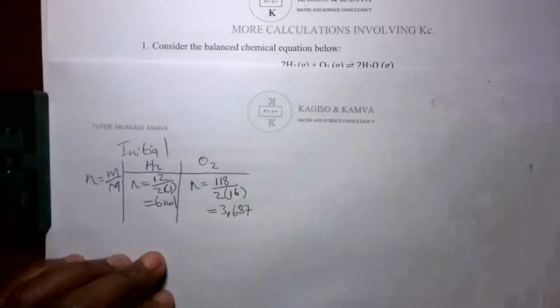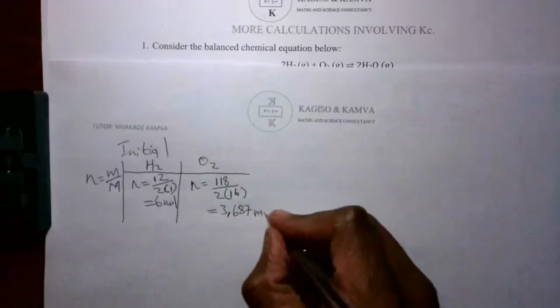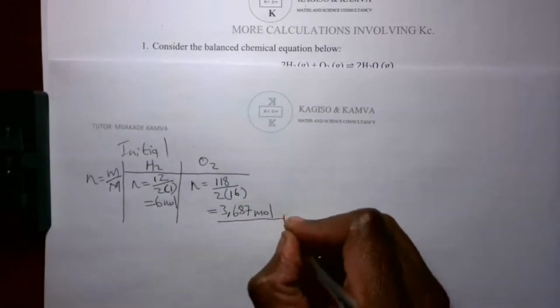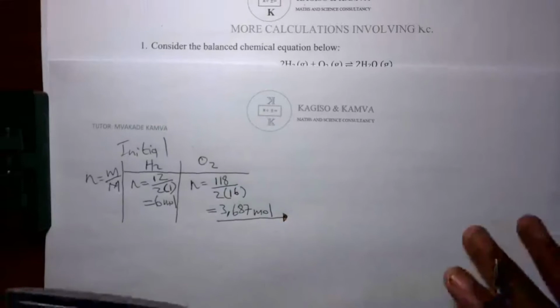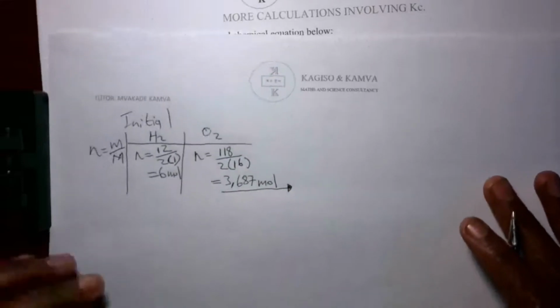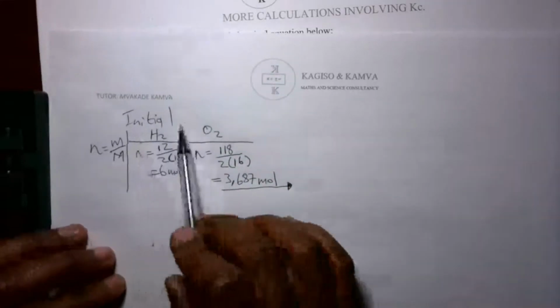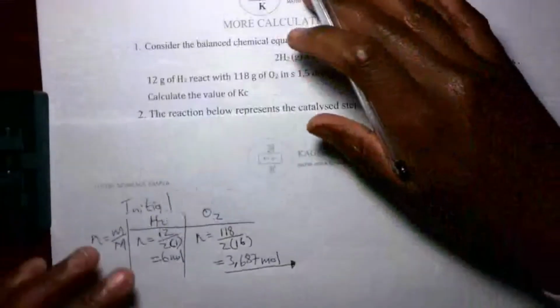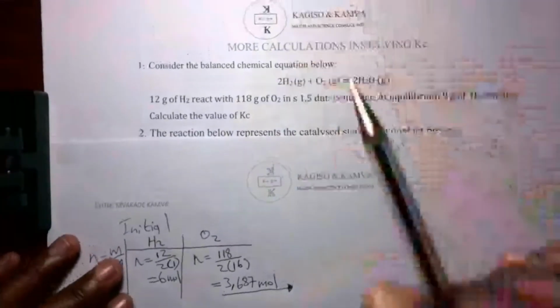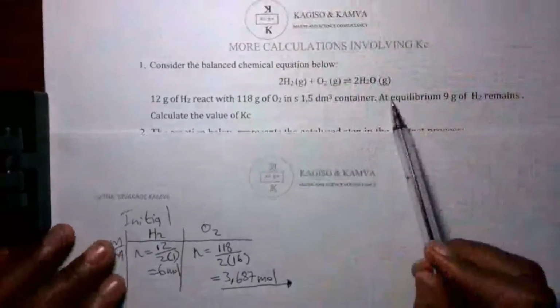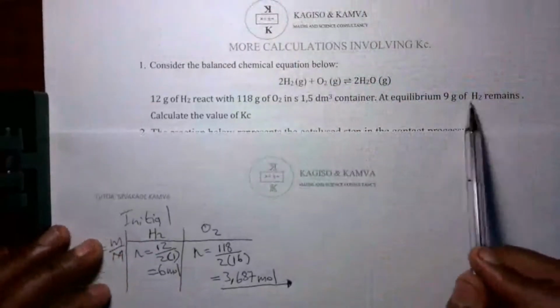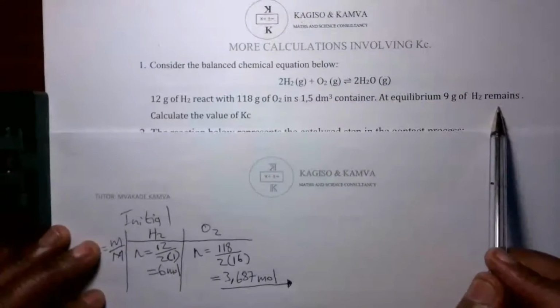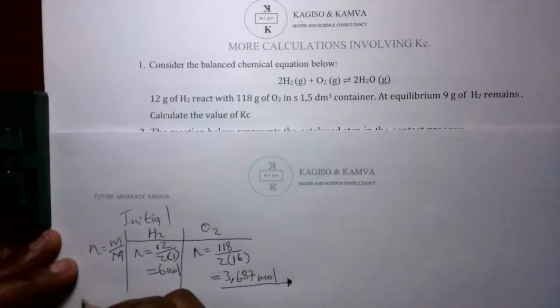3,687 moles. Okay, good. So these are the initial amount of what? This will be the initial amount of H2 and O2. Now let us go back to our statement. At equilibrium, 9 grams of H2 remains. So now we have to do for equilibrium.